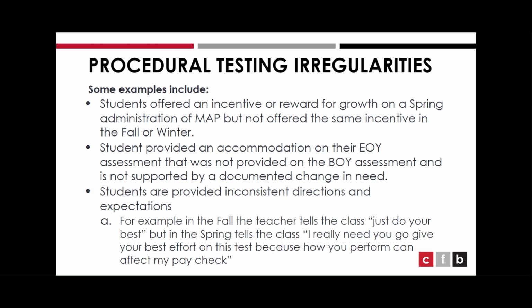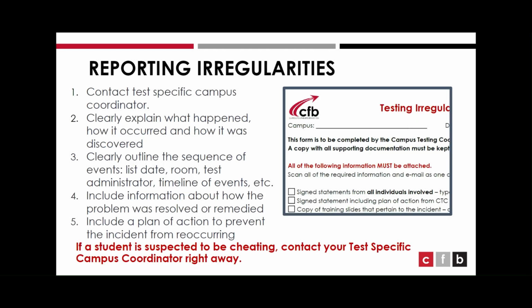Another example would be if students are provided inconsistent directions and expectations. For example, in the fall, the teacher tells the class, just do your best, but in the spring tells the class, I really need you to give your best effort on this test because how you perform can affect my paycheck. We want to continue to be consistent throughout all of the administrations of MAP as well as other assessments throughout the year, and failure to do so is considered a procedural testing irregularity.